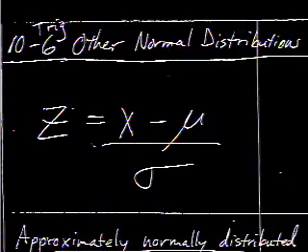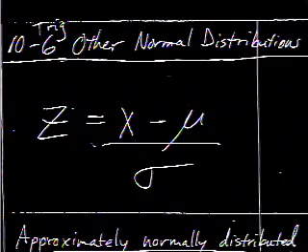Okay, we're talking about 10.6 in the Trig book. Other normal distributions. In other words, many sets of data can be normally distributed. And if they are normally distributed, that is the green light to go ahead and change things to z-scores. And we'll be using this formula, right?